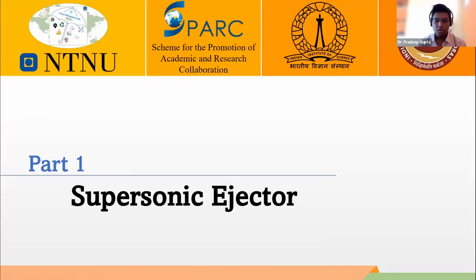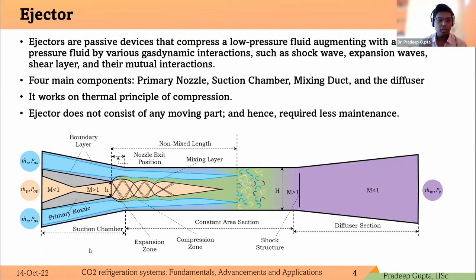So now we start with the supersonic ejector. The ejector is a device where two fluids meet: one at high pressure, the refrigerant coming from the gas cooler, which has very high pressure, mixes with the low-pressure fluid coming from the evaporator. The CO2 or any refrigerant from the gas cooler or the condenser accelerates in the CD nozzle, the converging-diverging nozzle, to supersonic velocity. That creates a low-pressure region in the suction chamber, which allows the secondary flow to be sucked inside the ejector.